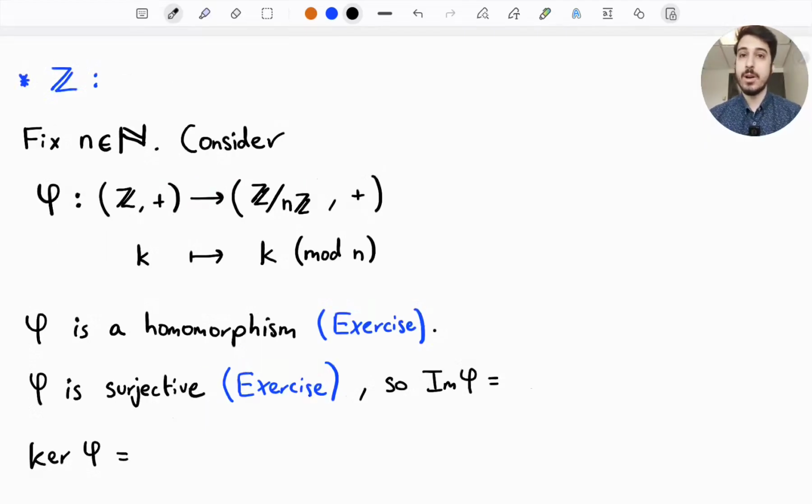Consider now the example of the group of integers. We fix a natural number n, and we consider a map phi taking an integer k and giving us k modulo n. So an element from the integers to an element of Z/nZ. Phi is a homomorphism, and I leave that to you as an exercise. Phi is surjective, and I also leave that to you as an exercise. And so the image of phi is the entire codomain Z/nZ.